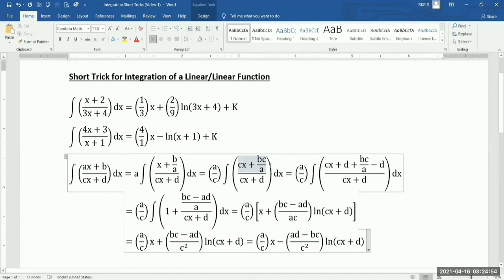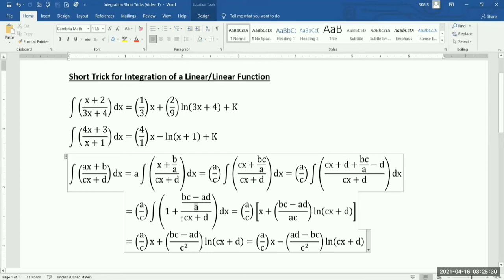So it will become like this: (cx + bc/a) and then a by c. Now there is a d also in the denominator, so I'm going to add a d and then subtract a d so that I can get the function cx + d in the numerator also. Now I'm going to divide cx + d by cx + d and this whole thing by this. If I simplify this, this will become 1 plus (bc - ad) upon a and then (cx + d). Okay, so now let's integrate it.